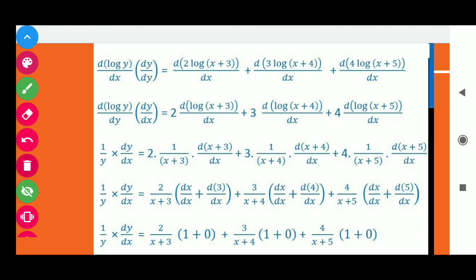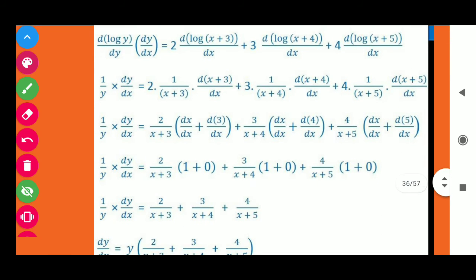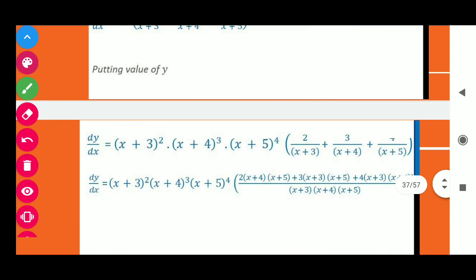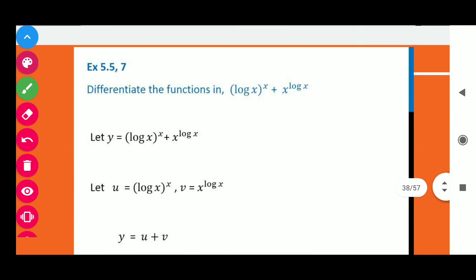So students, in this way, by solving this, you will get the answer. And here is y. Y moved to the right hand side in multiplication. So students, you can see here the answer, and putting the value of y in the last one to get the required result. In this way we get this solution. Now here we have question number 7.